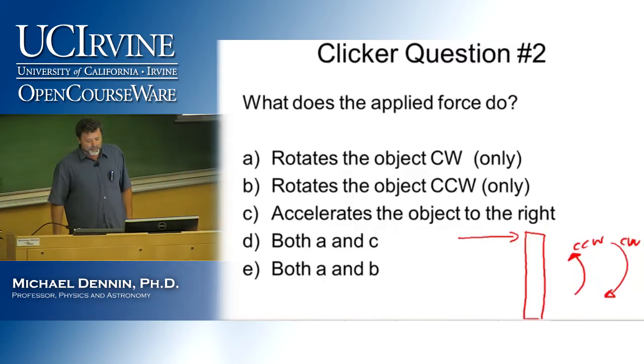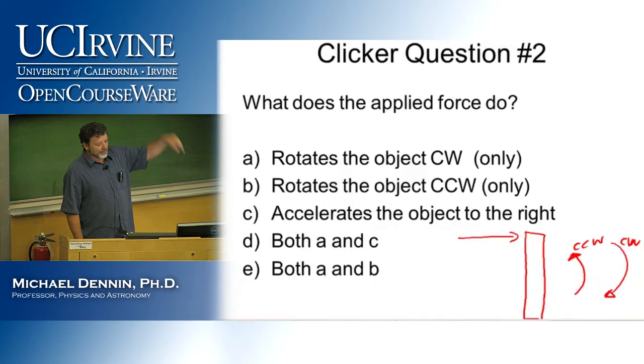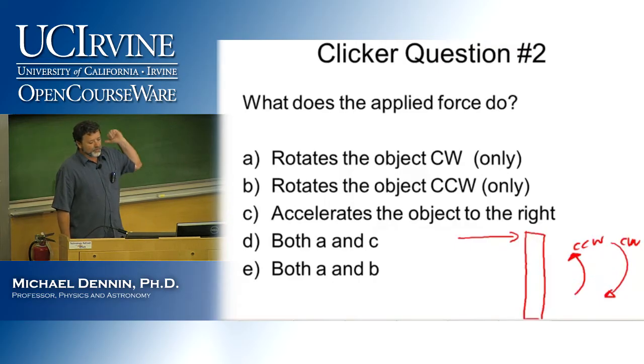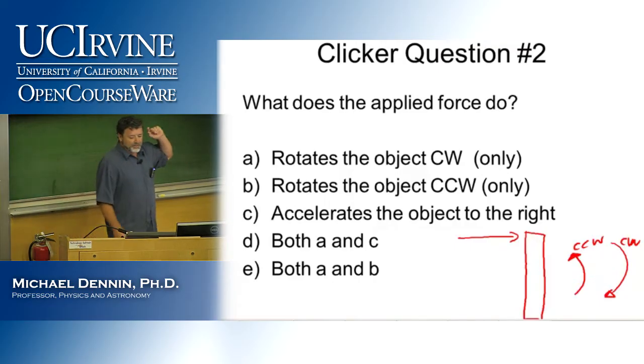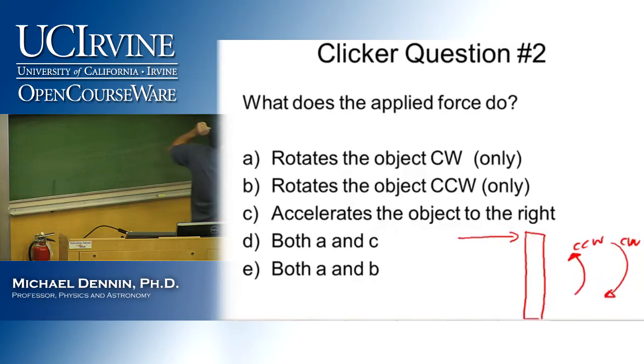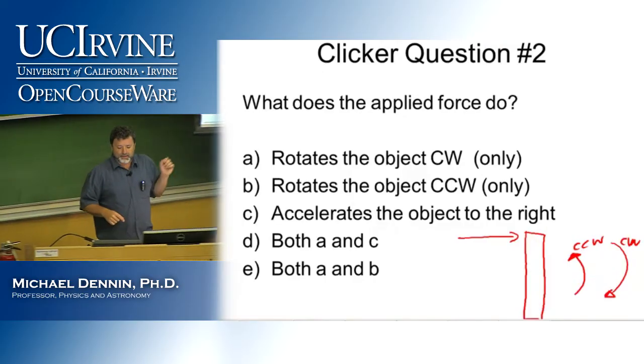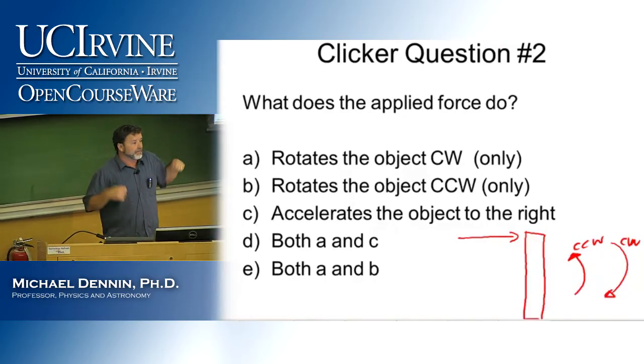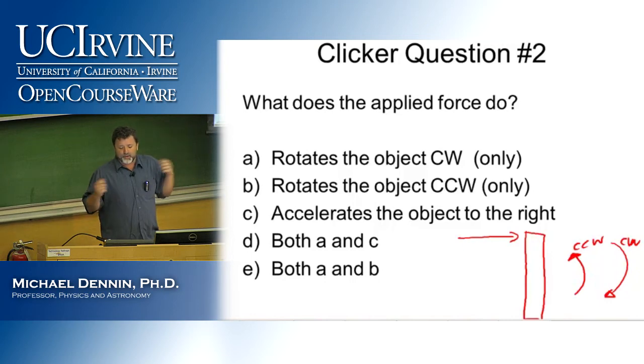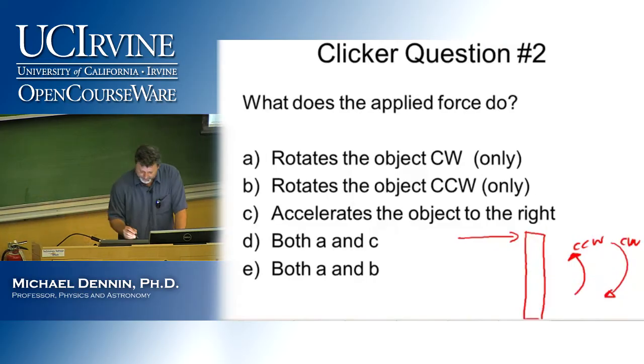But what happens? A, it rotates the object clockwise. B, it rotates it counterclockwise. C, it accelerates the object to the right. D would be both A and C. And E would be both B and C. Sorry, that was a typo. E should be both B and C.